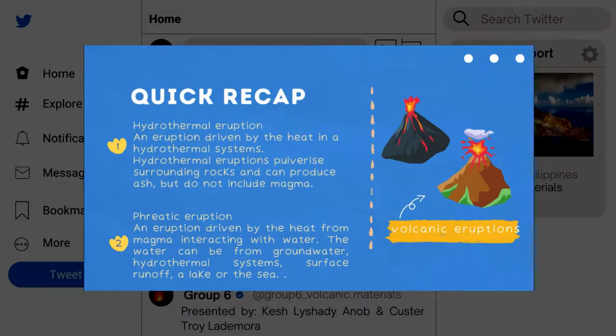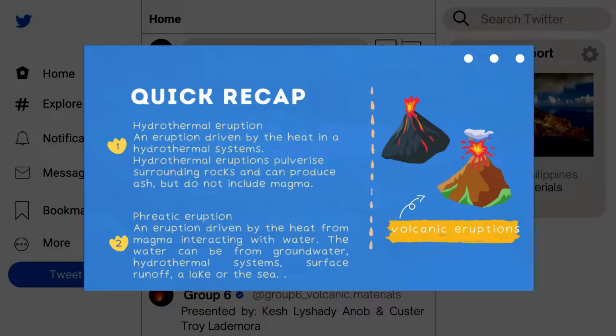Recap, a short recap about the past lesson. Some examples of eruption. Number 1, hydrothermal eruption: an eruption driven by the heat in a hydrothermal system. Hydrothermal eruptions pulverize surrounding rocks and can produce ash but do not include magma.